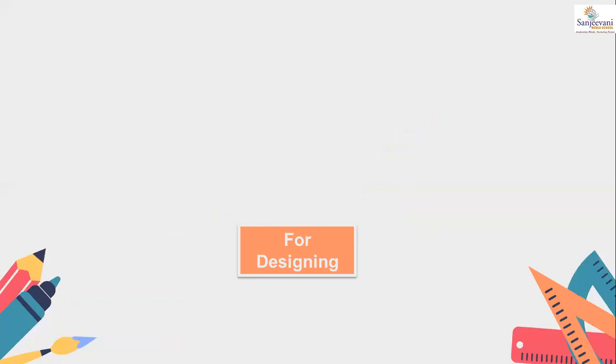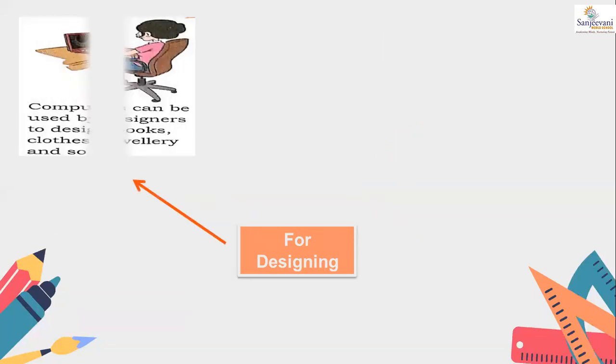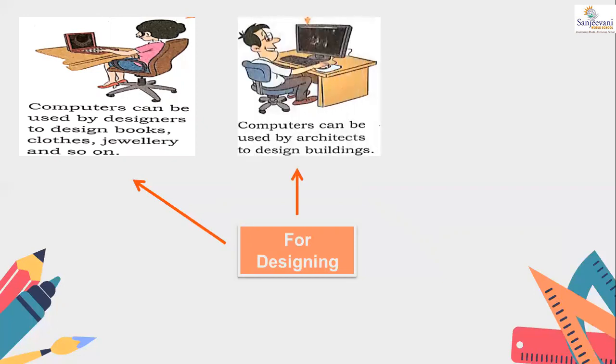Computers are used for designing. First, computers can be used by designers to design books. Yes, your books are designed by the computers. The different newspapers, magazines, your books, different books are designed by the designer on a computer. Then your clothes, jewelry that you wear, all these designs are first made on computer and then they are made in real.